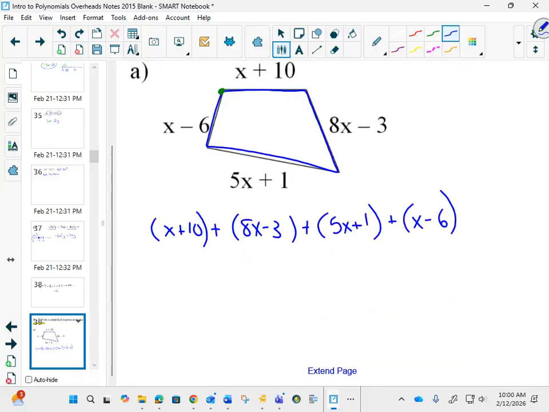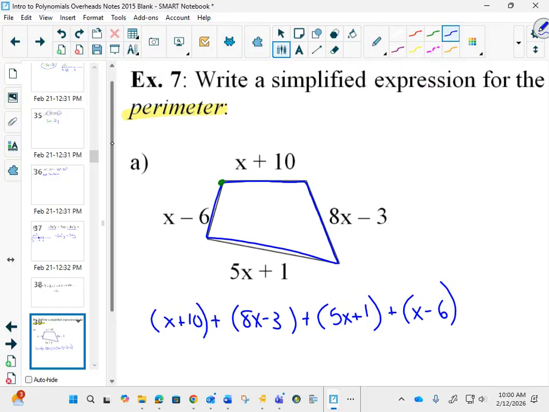This is an expression. Expression. Look at these words again. Expression is adding and subtracting a bunch of terms. This is an expression. The problem right now is our expression is not simplified.